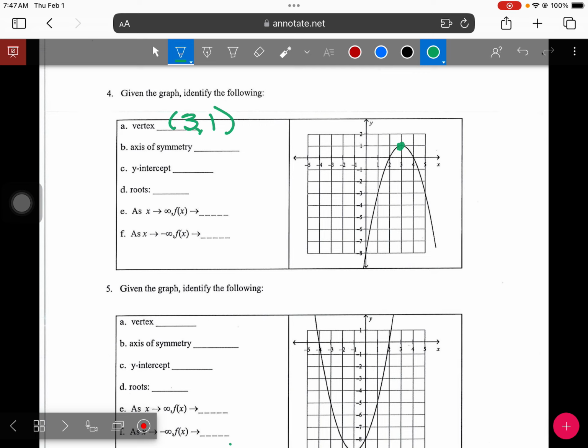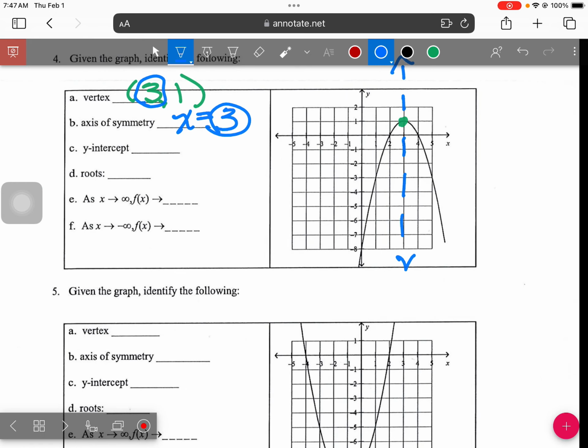Axis of symmetry. It is not 3. X equals 3. Yes. The vertex is always on the axis of symmetry, and it is a line. So we have to talk about it as x equals. And remember, it's always the same value as the x coordinate of your vertex because your vertex is on that line. Any point on that line has an x coordinate of 3.